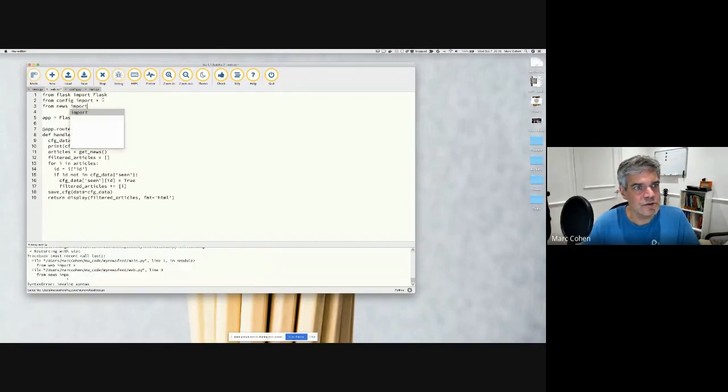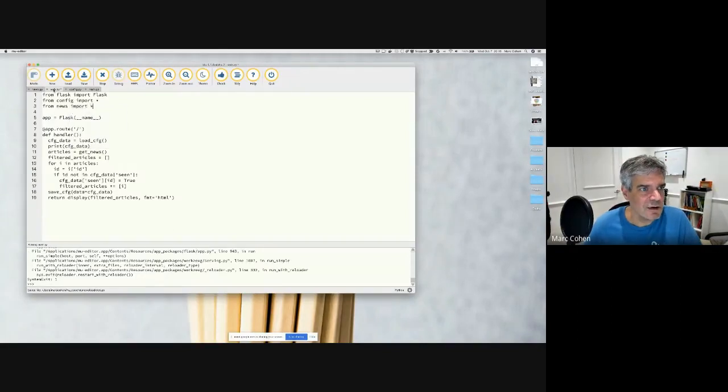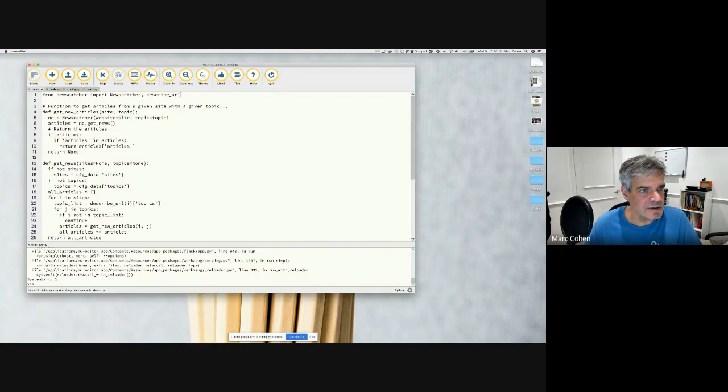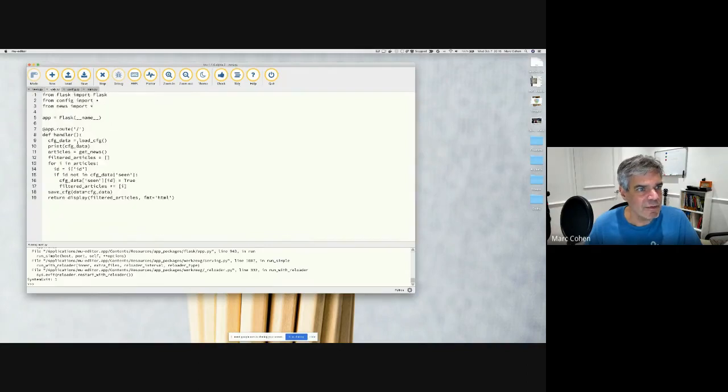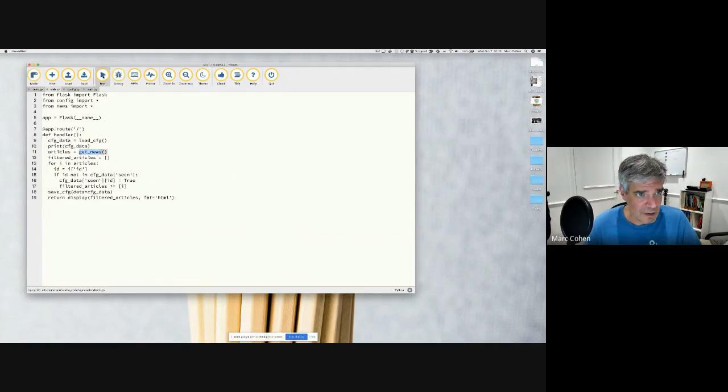Remember that news module has our get articles and it all. Well, it's right here. It has get news, get new articles, and display. So the web guy has a call to get news. So just like it needs config, it also needs the news. So we've done that. Hopefully we're getting close.